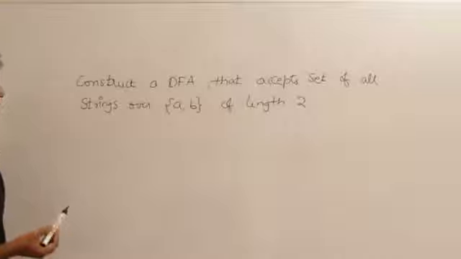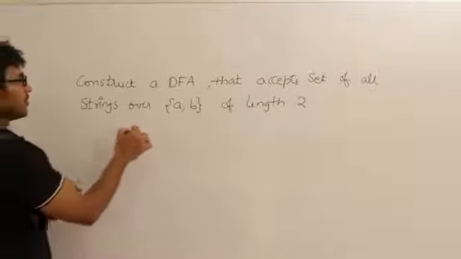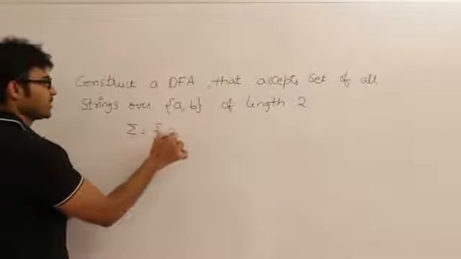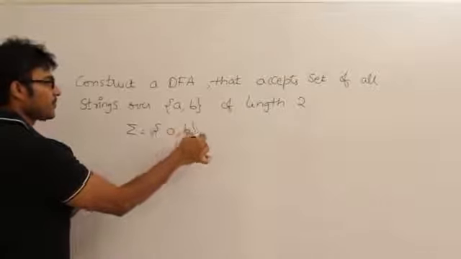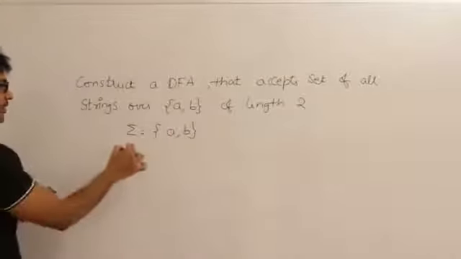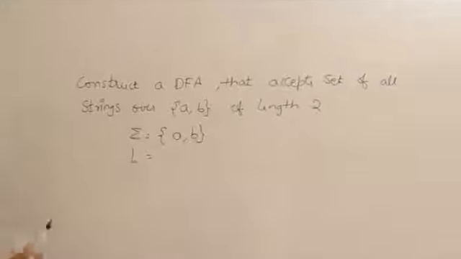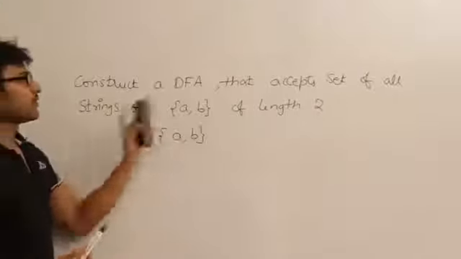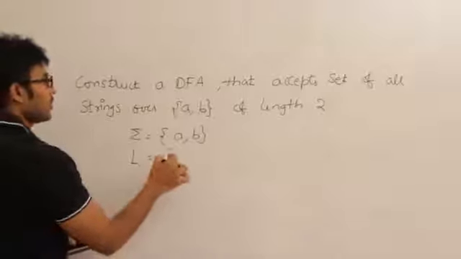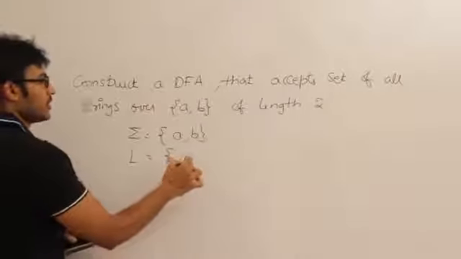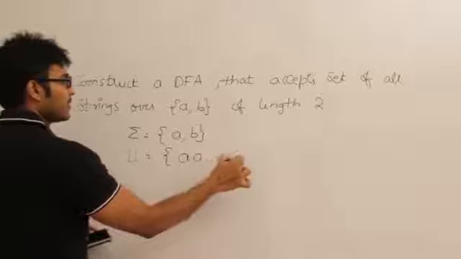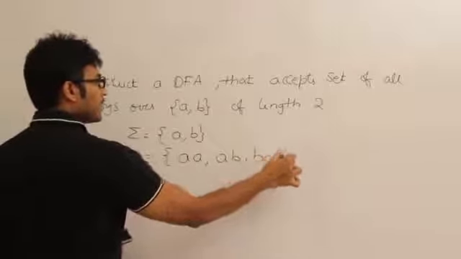It means that the input alphabet sigma equals {a, b}. The first thing is to identify the input alphabet, and the second thing is to identify the language. What is the language we are actually interested in? The language is the set of all strings over {a, b} of length 2. So what are all the strings of length 2? One is aa, others are ab, ba, and bb.